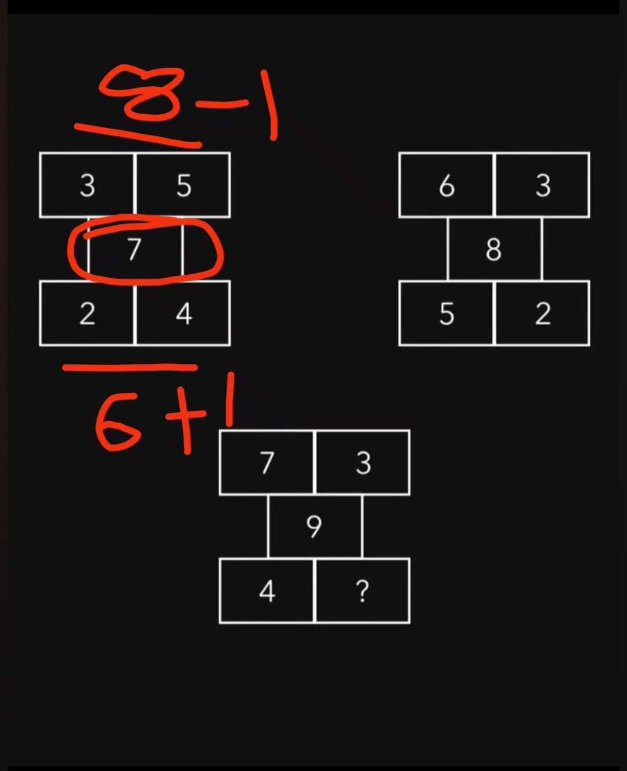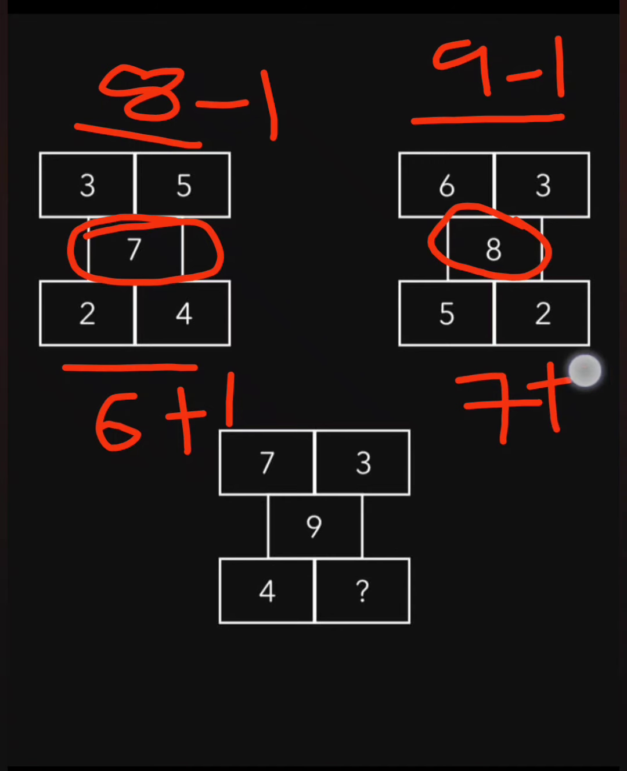Similarly for this one as well, 6 plus 3 is 9 and 5 plus 2 is 7. To make it add, we have to minus 1 and plus 1. This will make it as 8. So let's solve the value for this one.